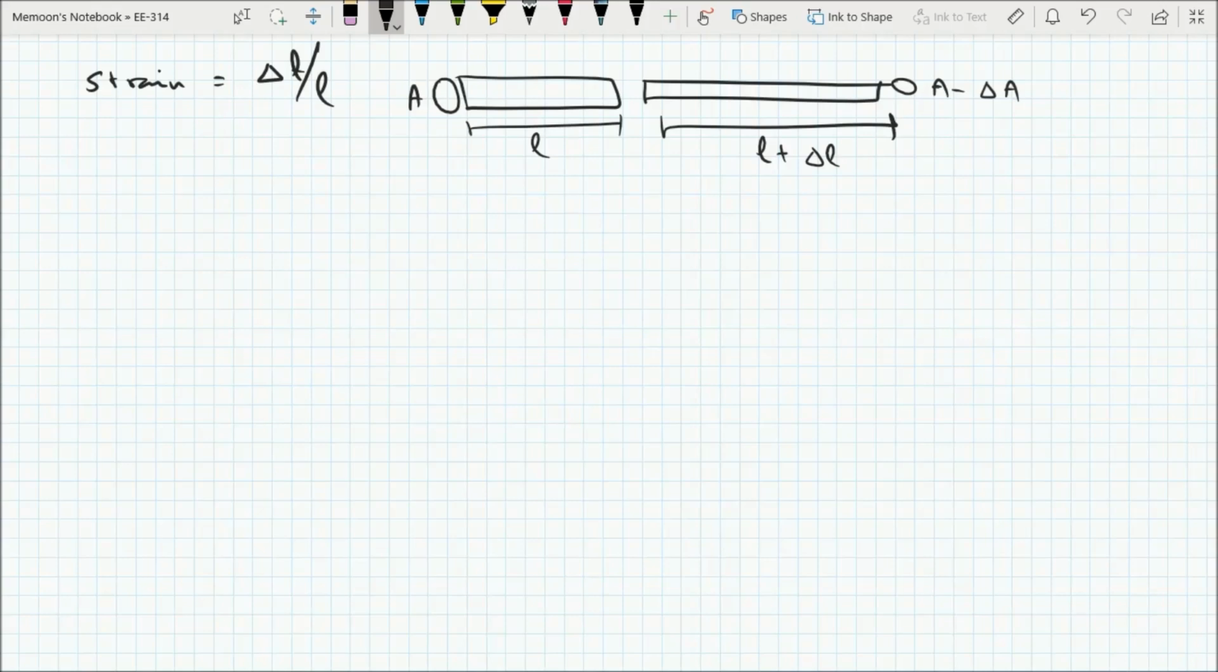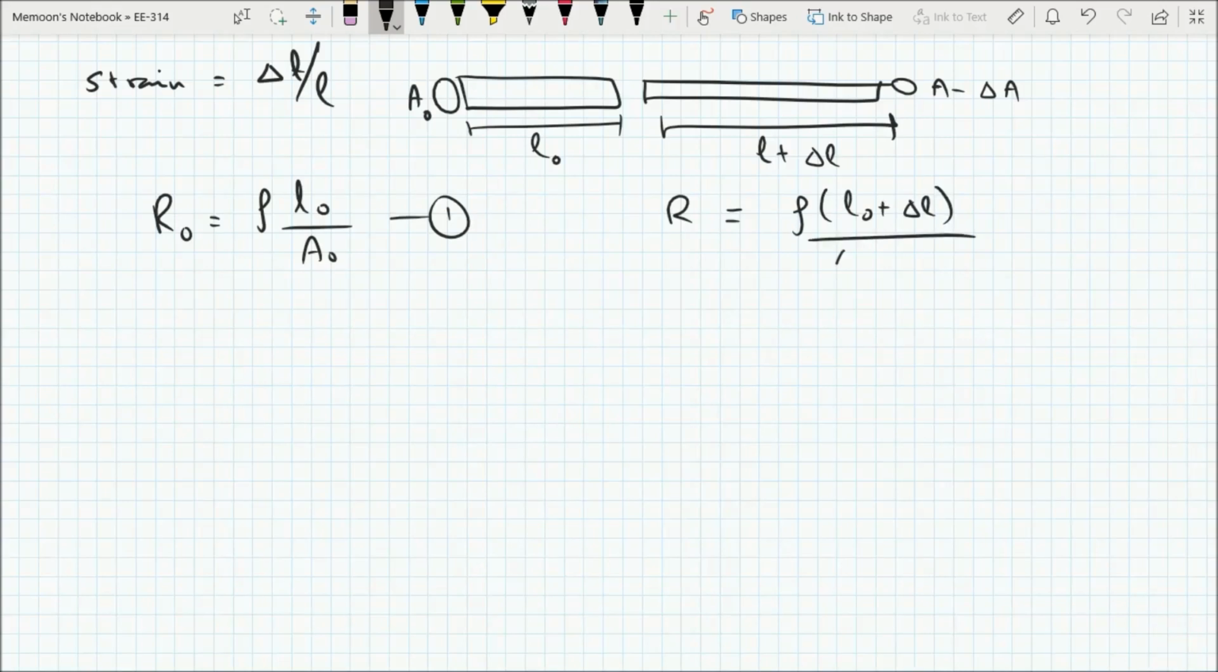This means that R₀ = ρL₀/A₀. That was the resistance before elongation. So this is A₀ and this is L₀. And your R after elongation will be equal to ρ(L₀ + ΔL)/(A₀ − ΔA). Let's call it equation 2.